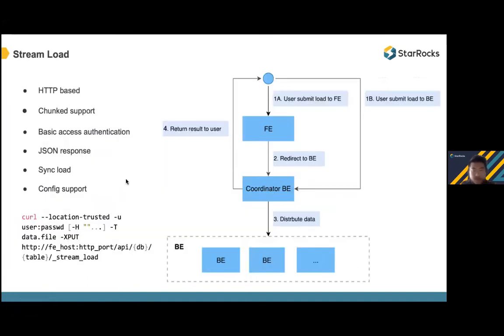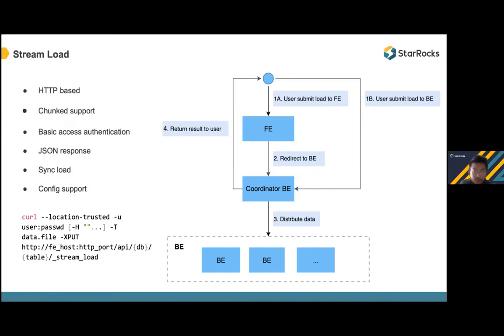Here is our Stream Load API. It is HTTP based, with chunk support and basic authentication support. The JSON response provides synchronized loading and configuration support. At the left bottom, you can see a curl example, which includes some of the configurations that you can change. If you want more, there's a document on our website. You can add more configuration in the HTTP header.